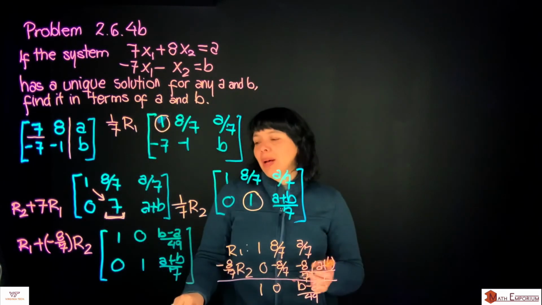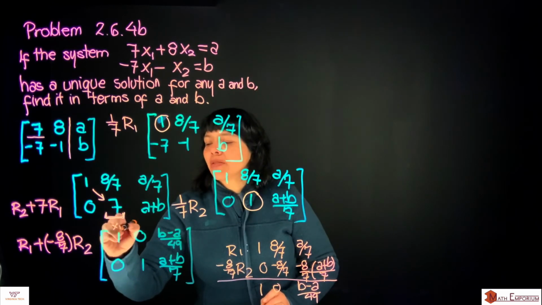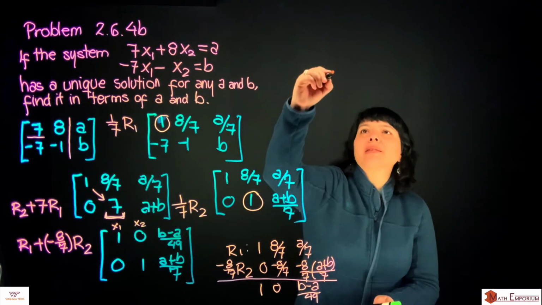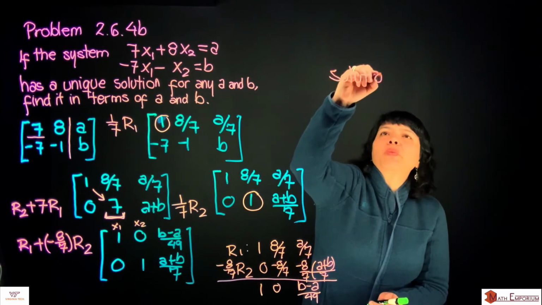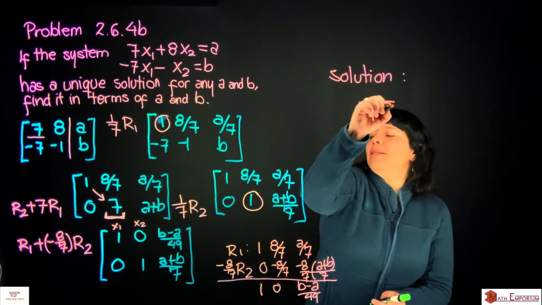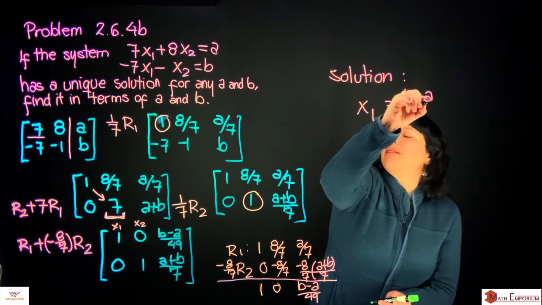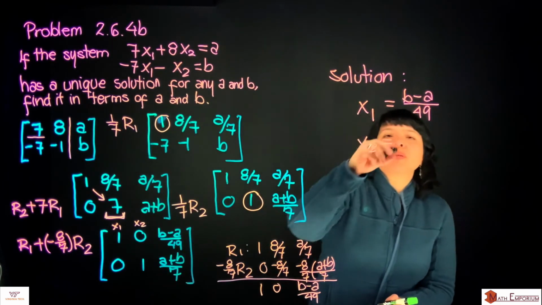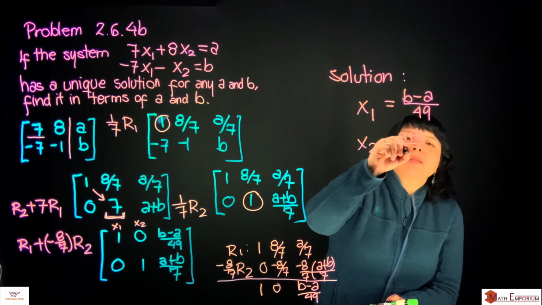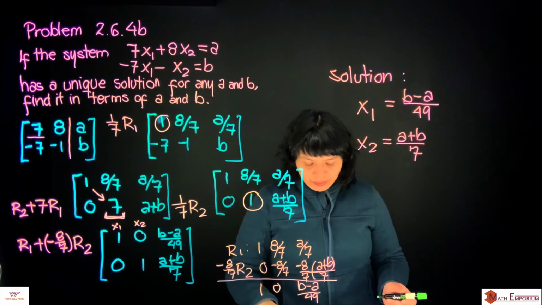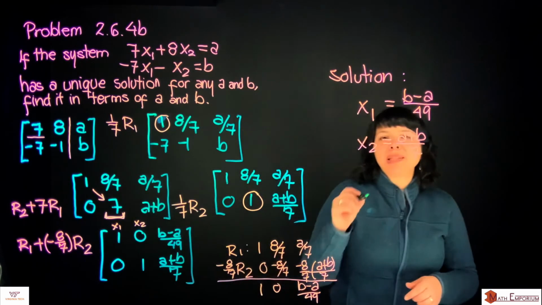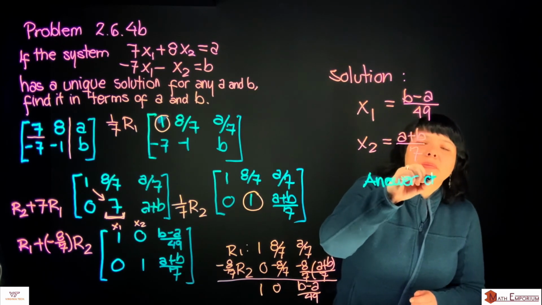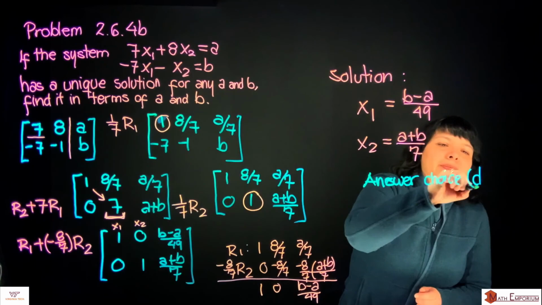And now we just read what the solution is, right? These were the coefficients for x1, the coefficients for x2, and the other side of the equality. So that tells me that the solution is that x1 is equal to b minus a divided by 49, and x2 is a plus b divided by 7. And that means that the answer choice was D. And that's it.